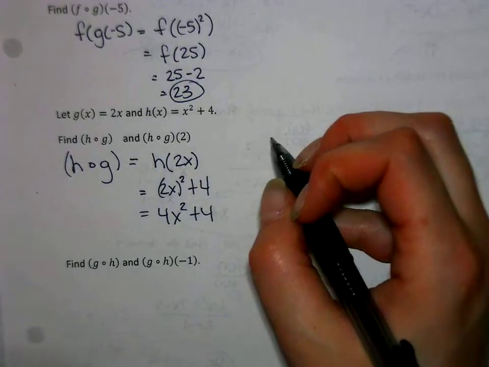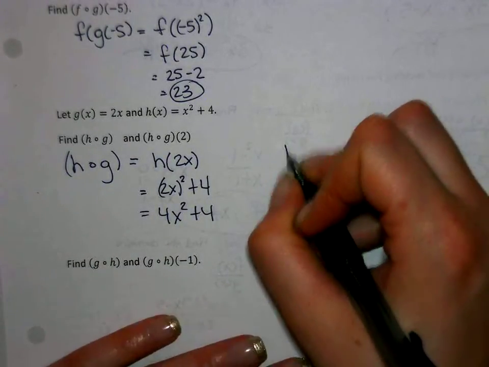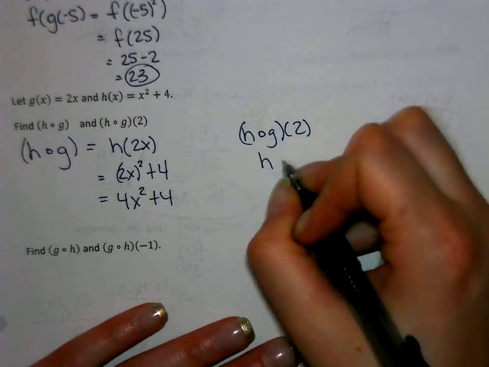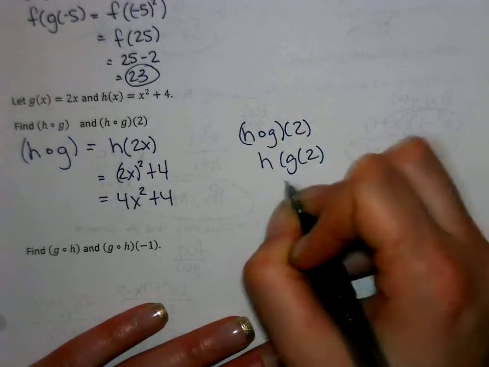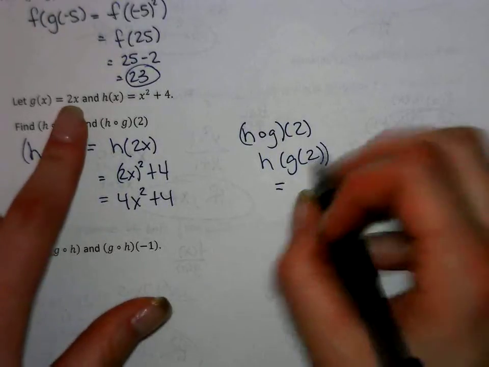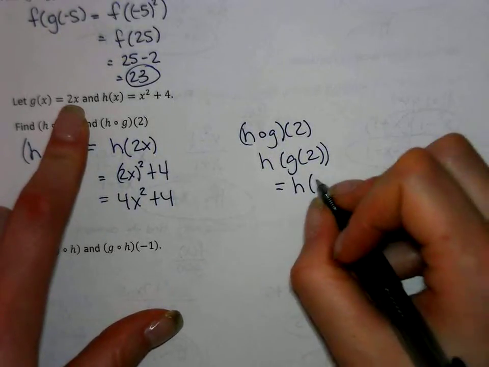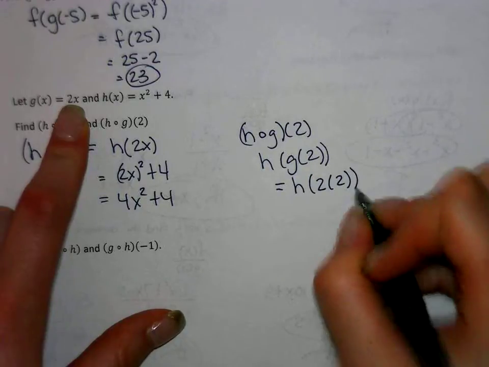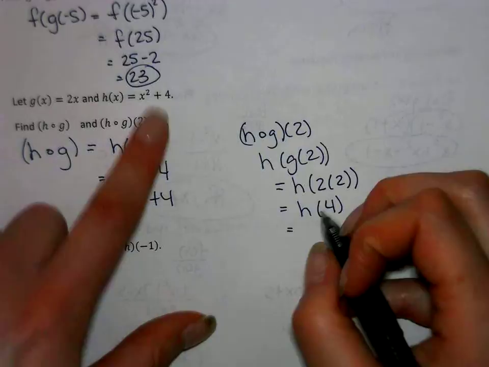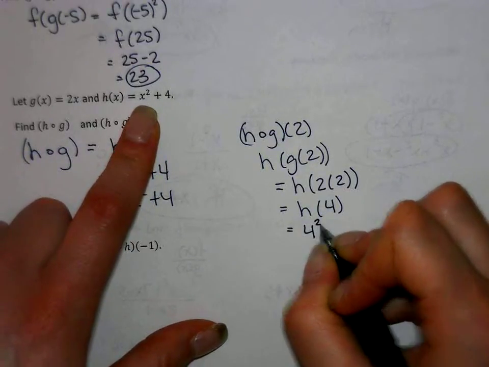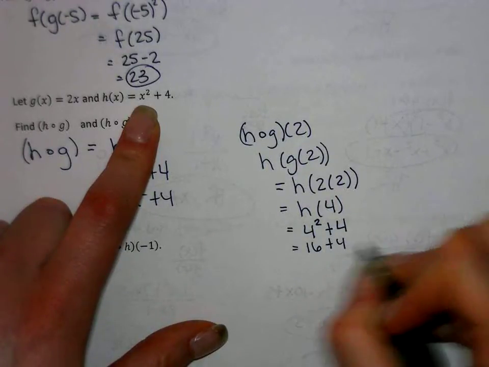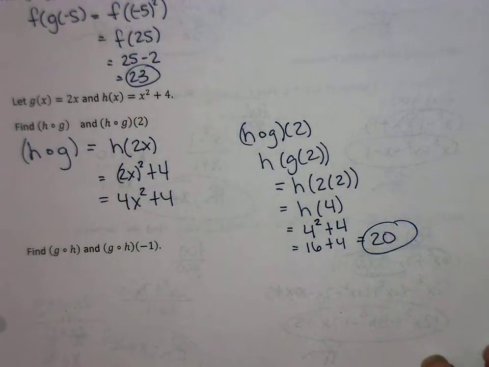So our second one, we take h of g of 2, so we plug in 2 for our g, so we have 2 times 2, and 2 times 2 is 4, so then h of 4 becomes 4 squared plus 4. And 16 plus 4, we get an answer of 20.